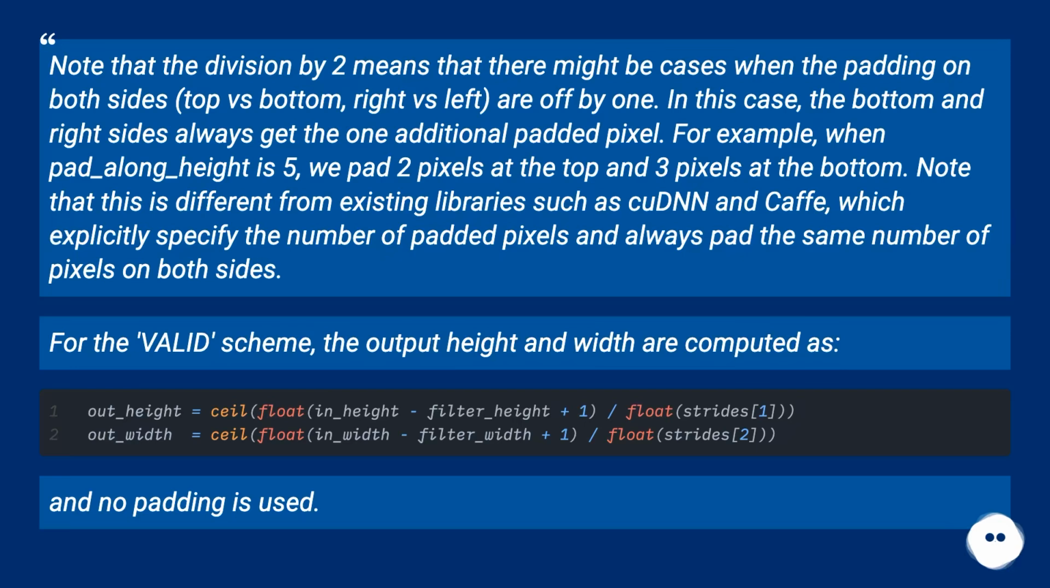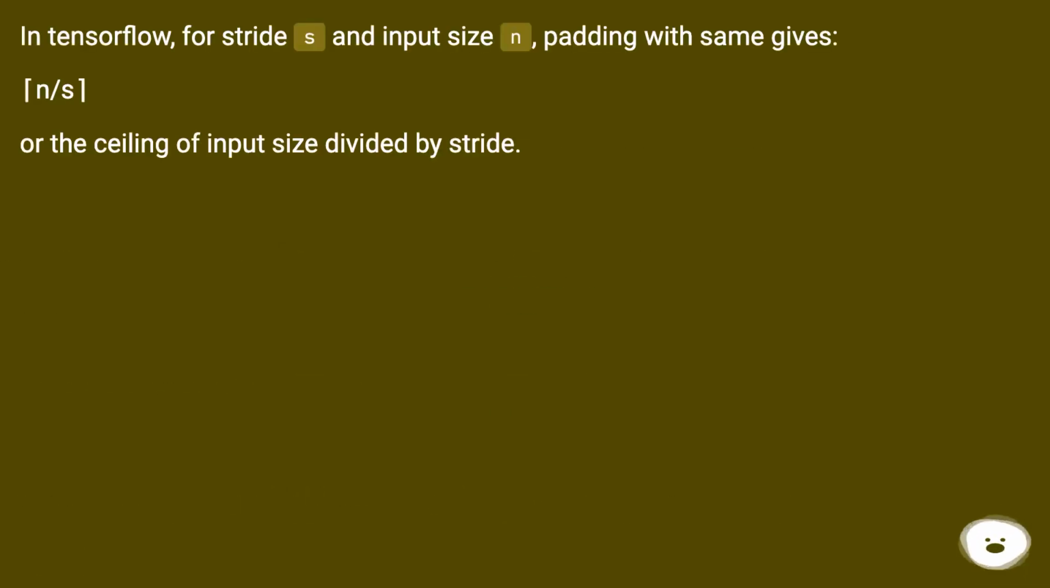Note that this is different from existing libraries such as Caffe and Torch, which explicitly specify the number of padded pixels and always pad the same number of pixels on both sides. For the valid scheme, the output height and width are computed as follows, and no padding is used. In TensorFlow, for stride s and input size n, padding with same gives the ceiling of the input size divided by the stride.